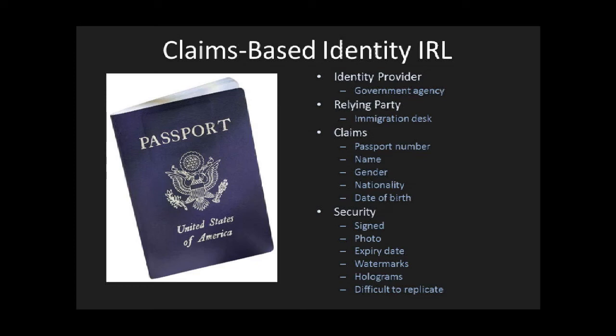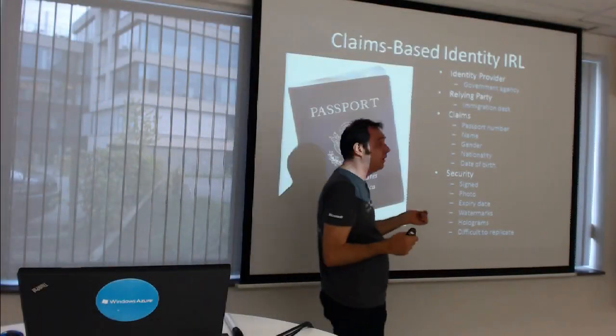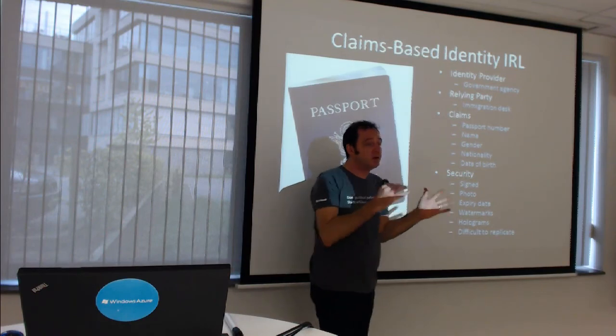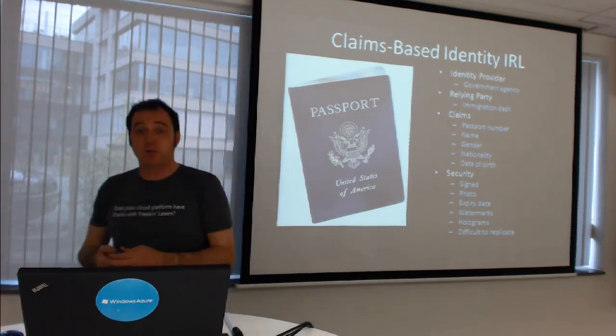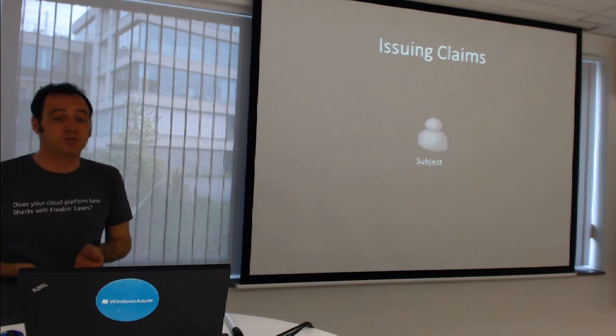So I can present this like I did this morning at the airport, like I can do with my credit card at the hotel, I can do with my driver's license if I want to hire a car. So basically proof of who I am. And that's pretty much the way that claims-based identity works. It shares a lot of these actual principles.